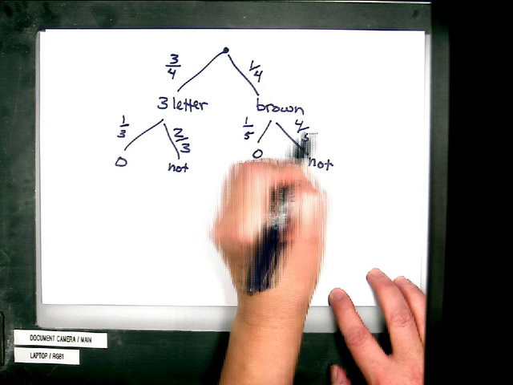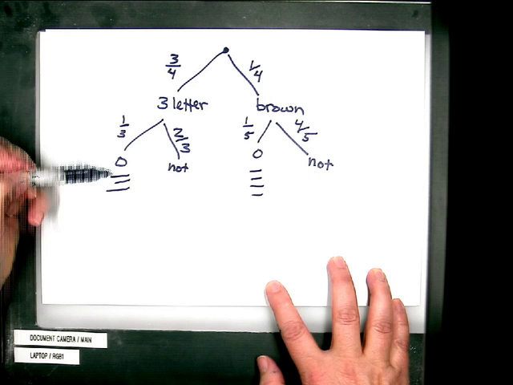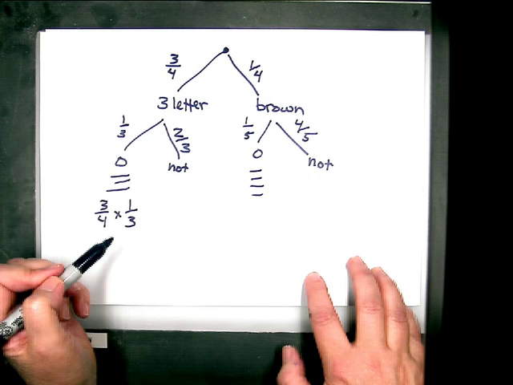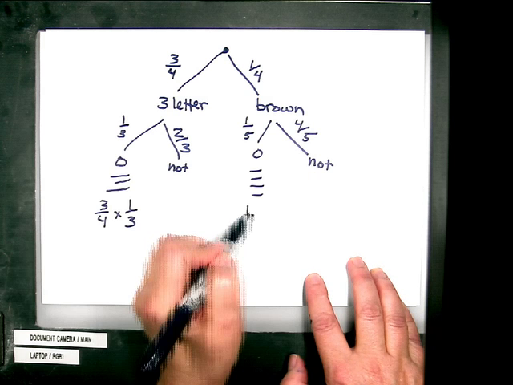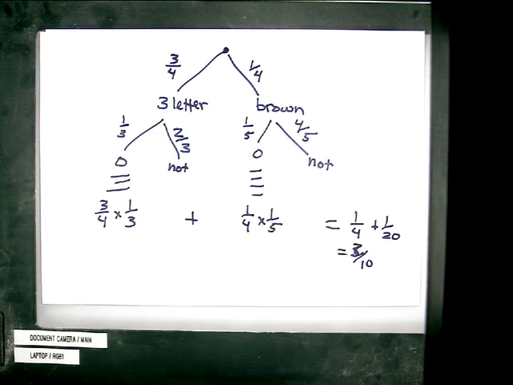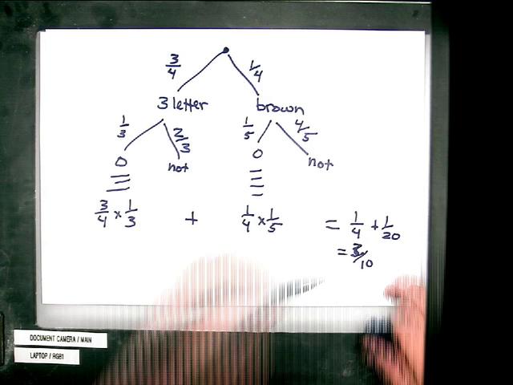So now here's where I get a vowel, and here's where I get a vowel. I pick a 3-letter word, and then I get the O. That has a chance 3/4 times 1/3. And over here, if I pick brown and then the O, that has a chance 1/4 times 1/5. And so together, adding across the bottom, I get 1/4 plus 1/20, which is 3/10. 3/4? Did I screw that up? Whoops. I'm right, I think. Okay.